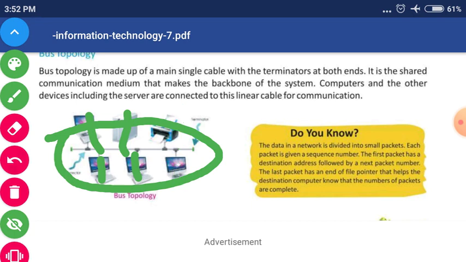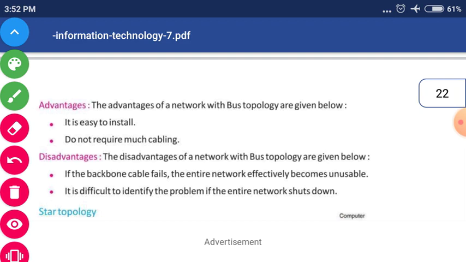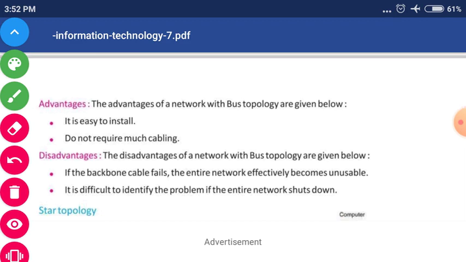That means a single communication channel is dispersed and we connect various electronic equipment to the network. The main advantage of this type of topology is that it is easy to install and it does not require much cable. But the disadvantage of bus topology is that if the backbone cable fails or malfunctions, then the entire network will be unusable.